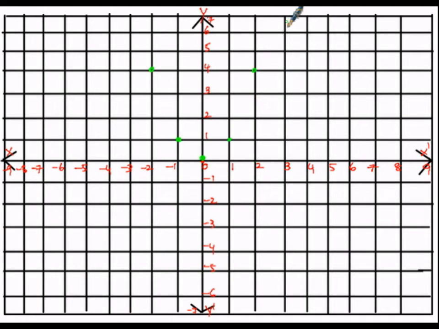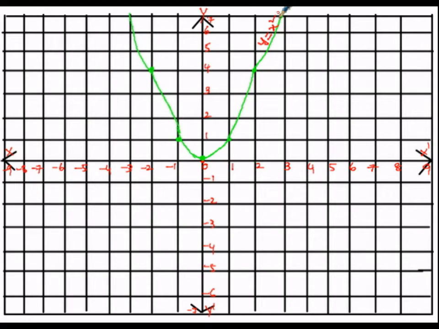First of all we are going to join all these by hand with a curve. When we prolong it, we will get it in this manner. So this will be the curve of y equals x square.